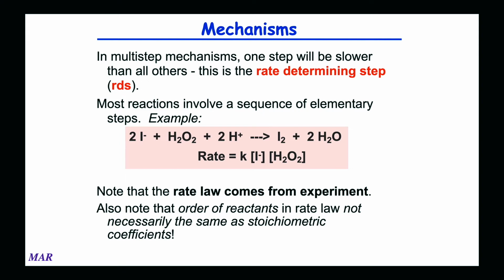You have 2 iodides, but the second iodide is involved in a later fast step. Only the slow rate determining step has 1 iodide and 1 H2O2. So don't necessarily think that the stoichiometries of your reactants will equal the rate orders. It all depends on the rate determining step and the rate law.